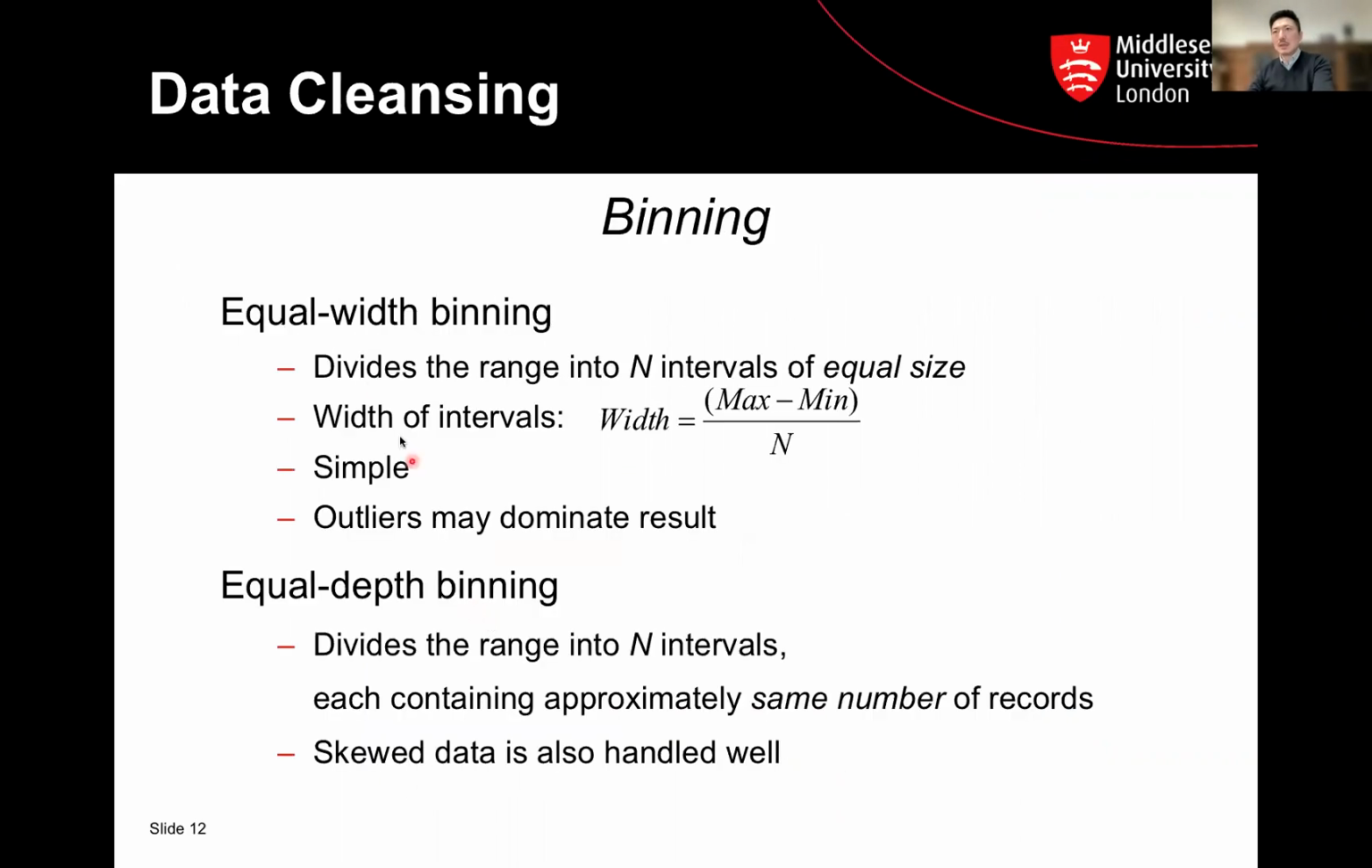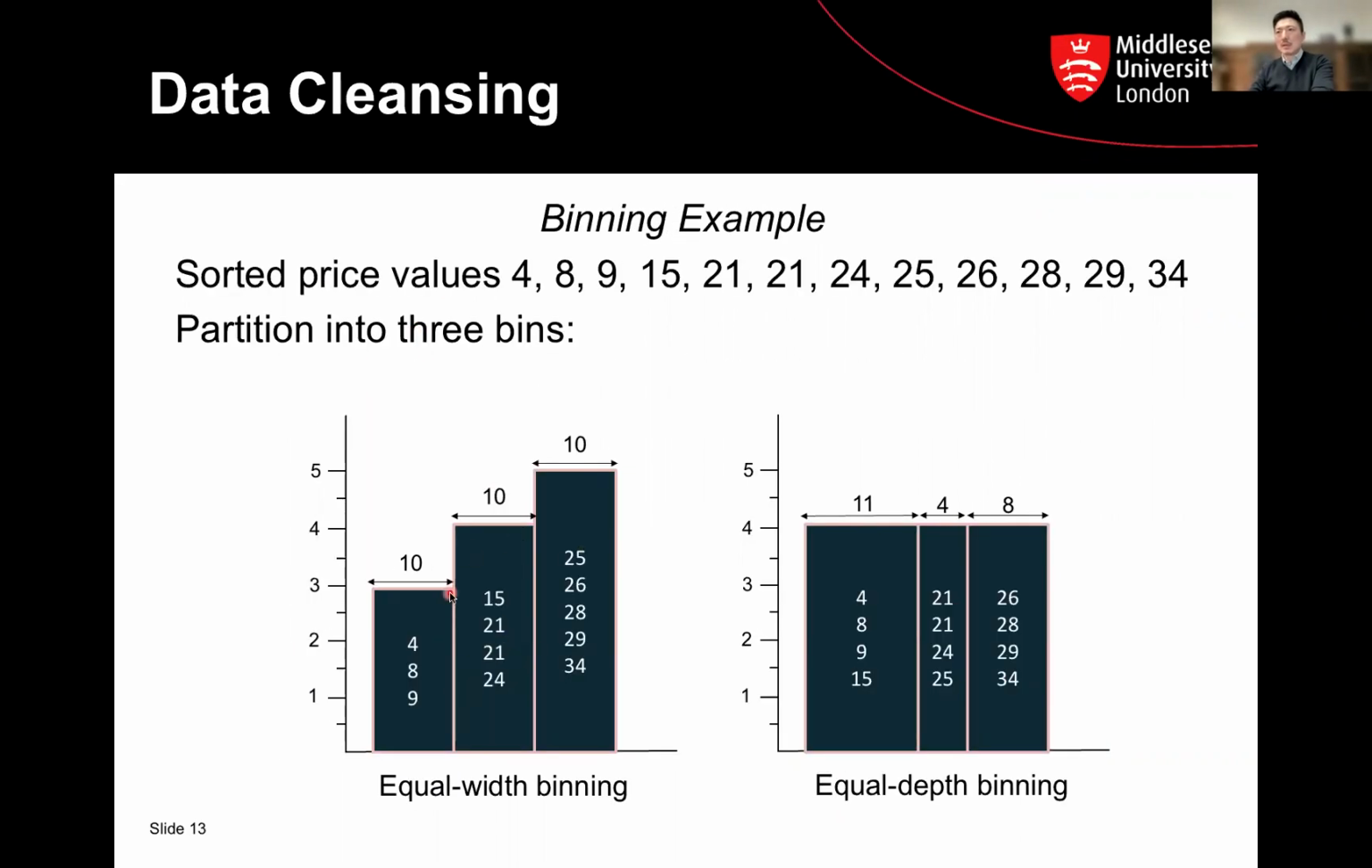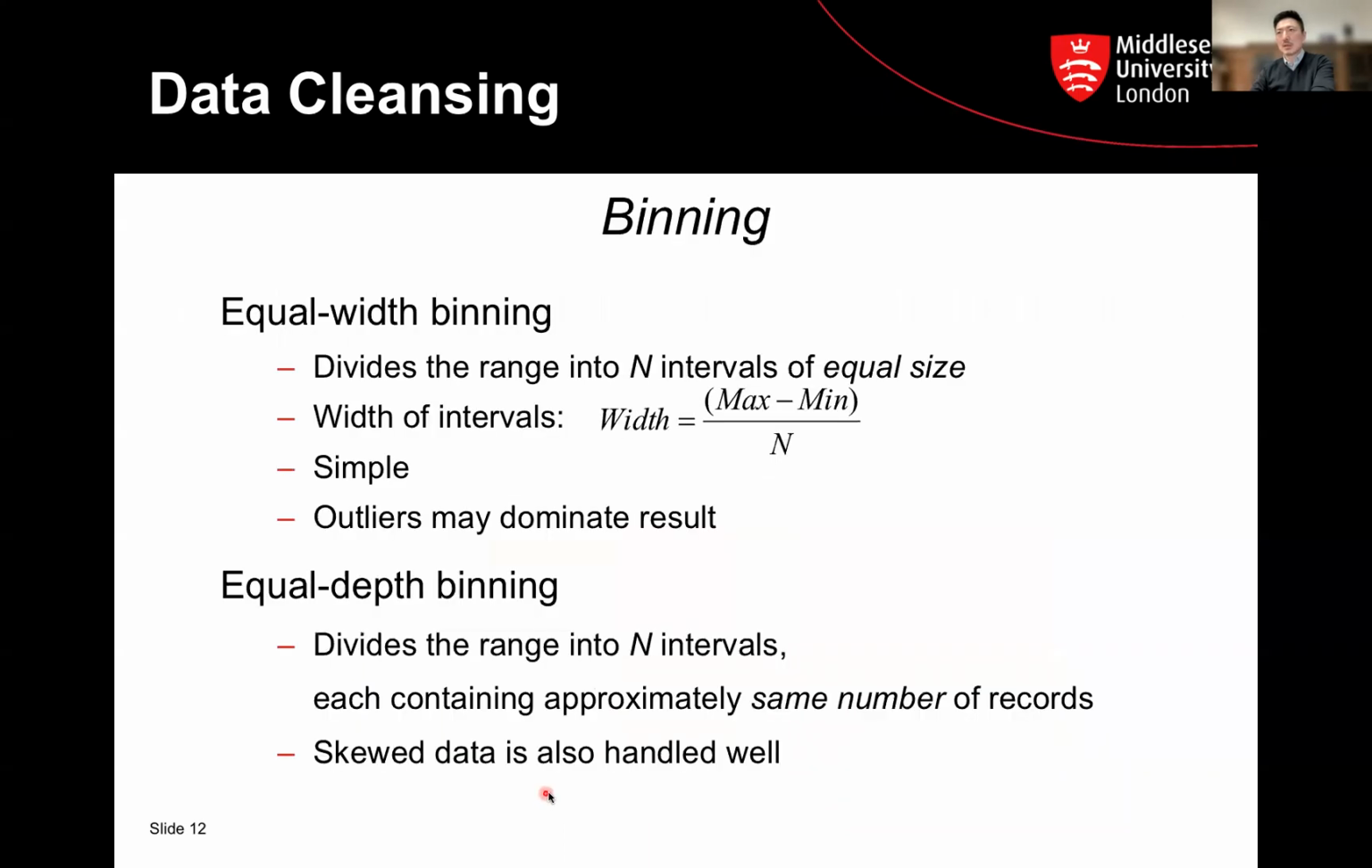And the equal width bin is like this. Each of these blocks is a bin, and the width is always the same, in this case always 10. As a result, the number of measurements within each bin will be different. So this has 3, 4, and 5. So this is equal width. And the other one is called equal depth bin.